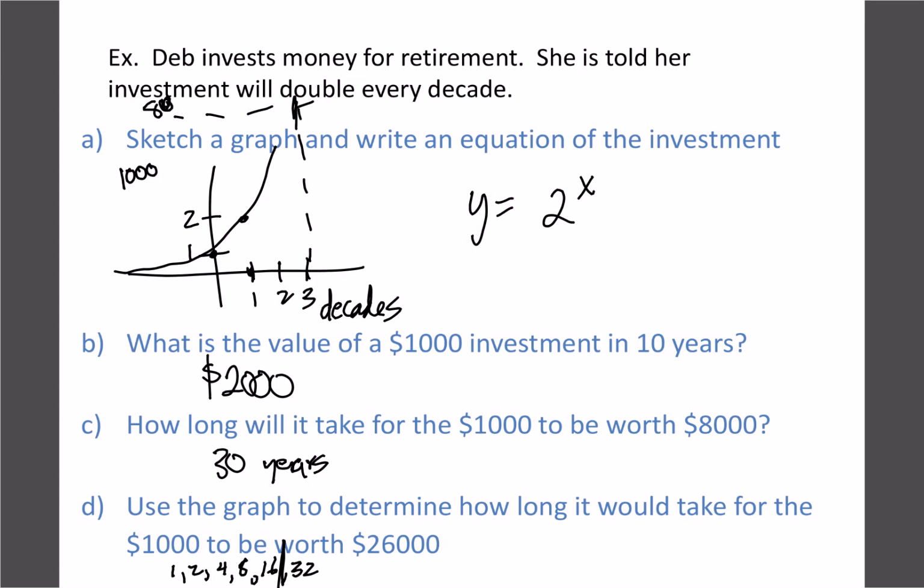So from your graph, if we graph our y equals 2 to the x, we go up to a y of 26, and it looks like, according to my graph, I'm getting a value of around 4.7. So that would be 4.7 decades, or about 47 years.